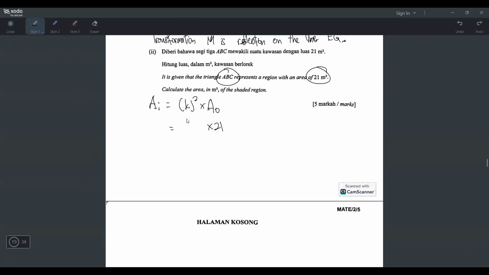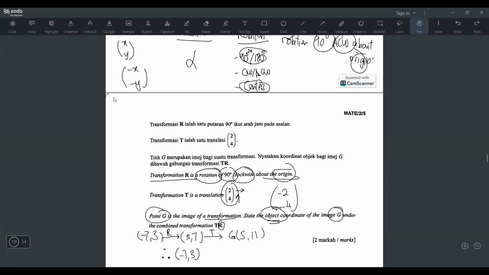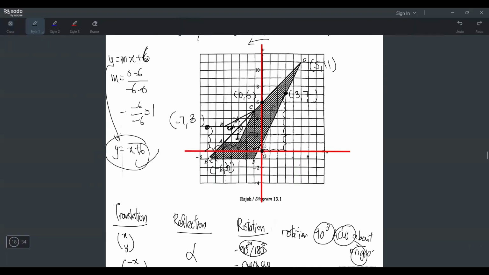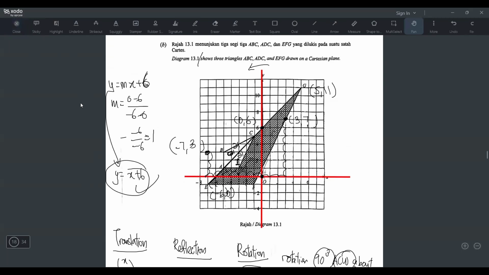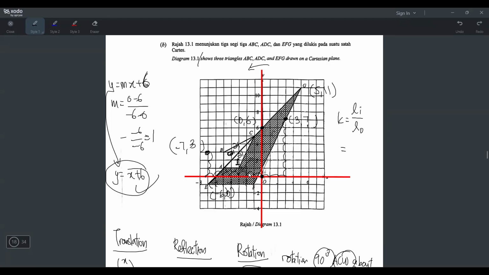And then k will be the scale factor. So I have to find the scale factor, and then I will get my area of image. Area of image in this case will be the big triangle here, the EFG triangle. Now let's find the scale factor. The scale factor formula is the length of image divided by the length of object. We can see that the big triangle here is the image, and these two small triangles are the object.